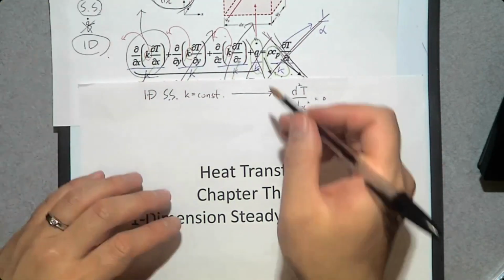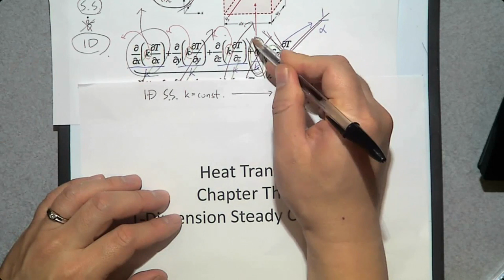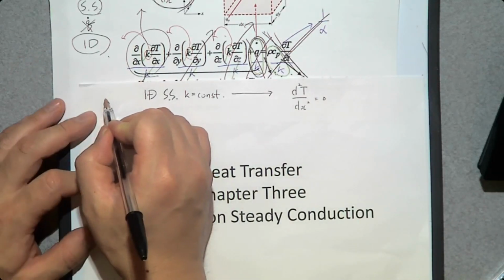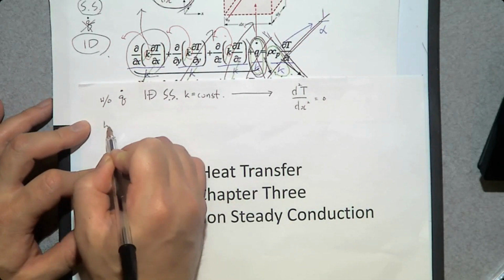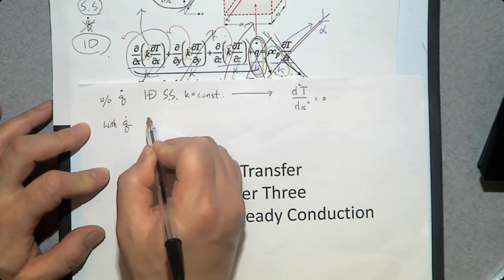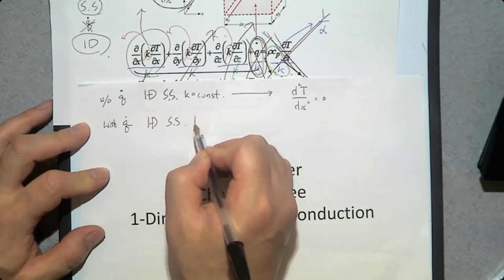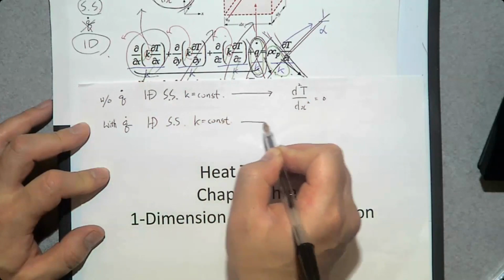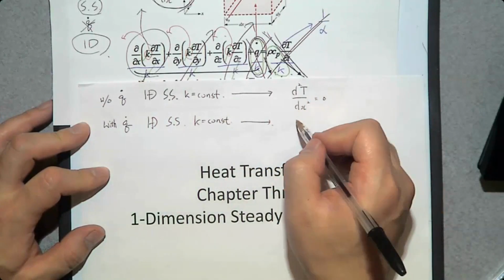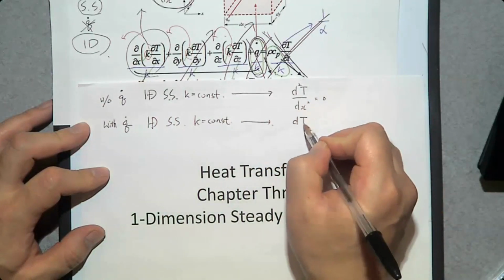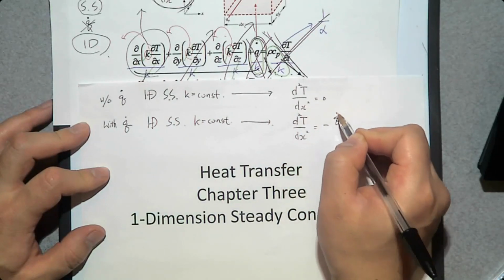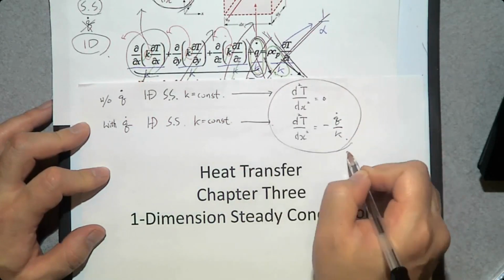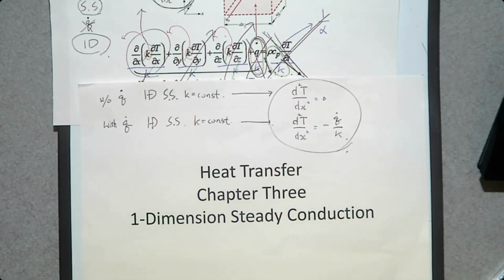Or you can say we still have heat generation. So this one is without Q dot, and with Q dot, one-dimensional, steady state, when thermal conductivity is constant, then the governing equation is going to be d squared T over dx squared is going to be minus Q dot over K. So these two are the main governing equations that we are going to study in this chapter.